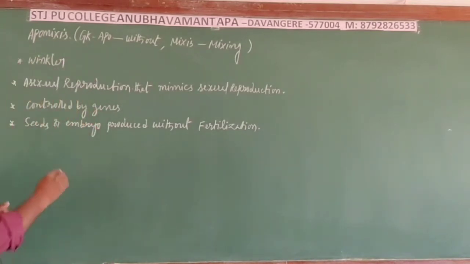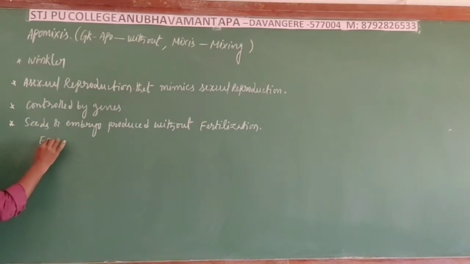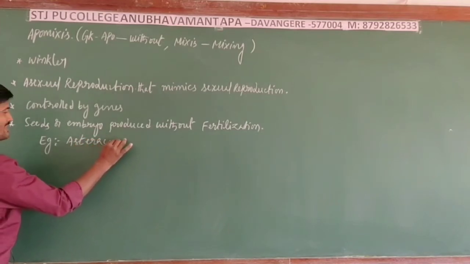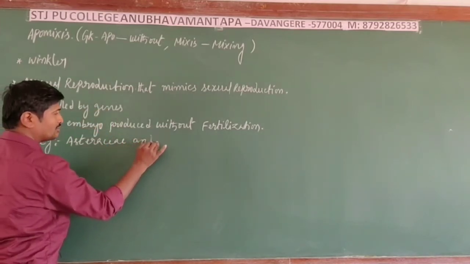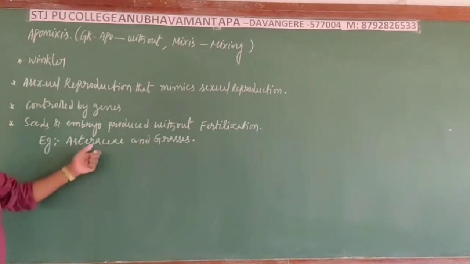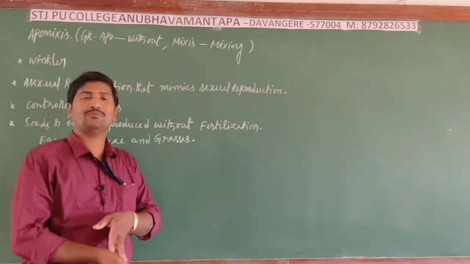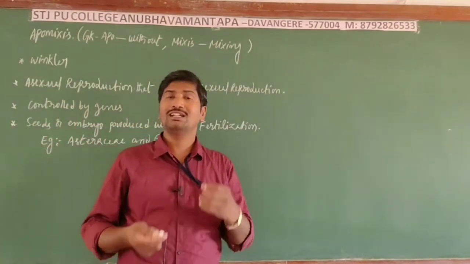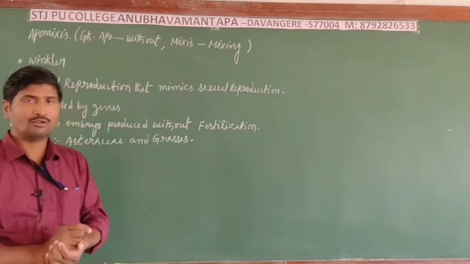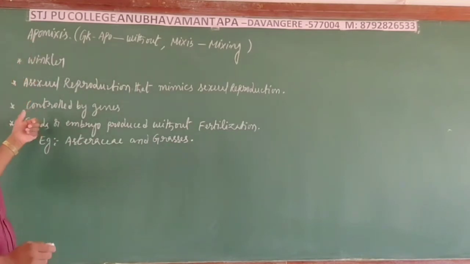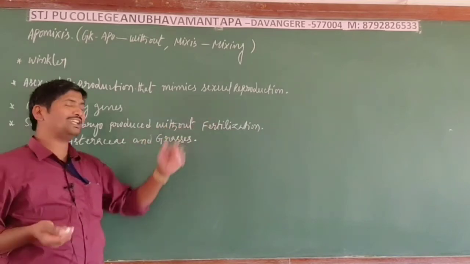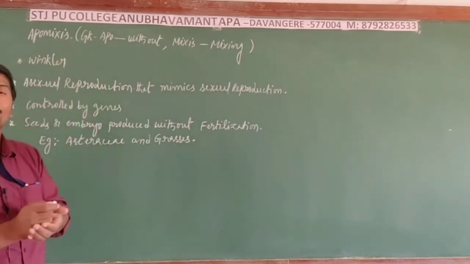What are the examples of apomixis? The Asteraceae family and grasses. Asteraceae is a family. The best examples are sunflower and marigold. These plants belong to this family, Asteraceae. So the formation of seeds or embryo without fertilization is known as apomixis.